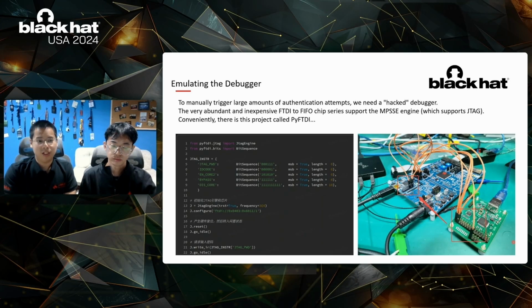Ultimately, we chose the FTDI FT4232HL dongle, this green PCB here, for emulating the debugger because it supports a wide range of hardware protocols using its very versatile MPSSE engine. We used the PyFTDI project to control the dongle, simulating the JTAG authentication process.